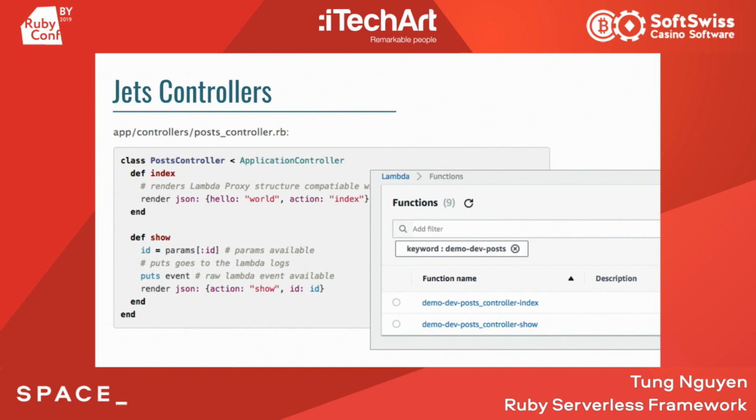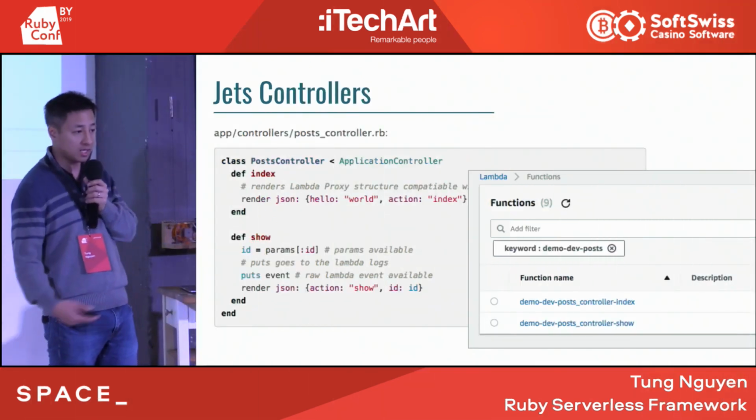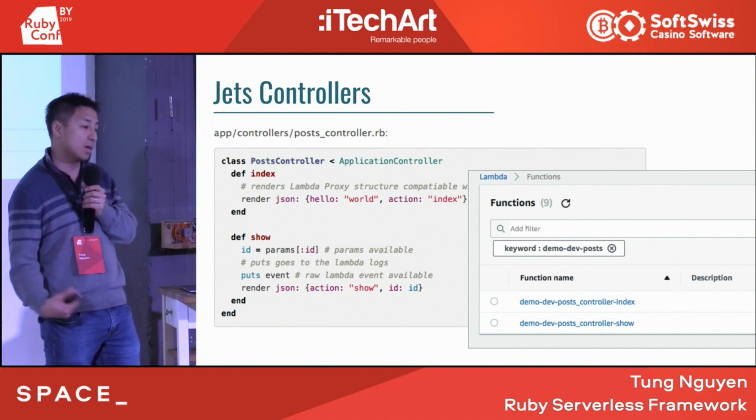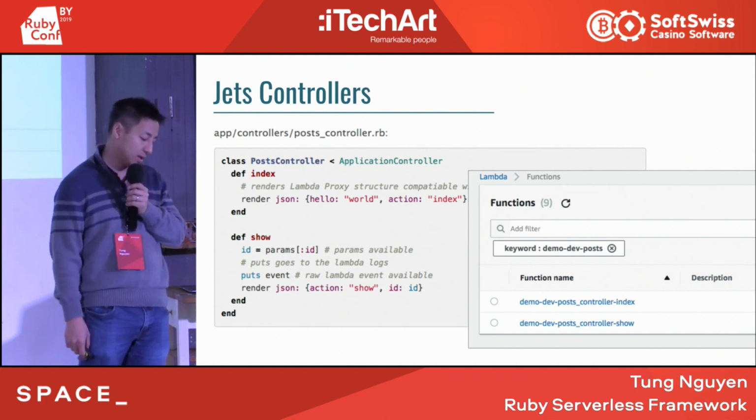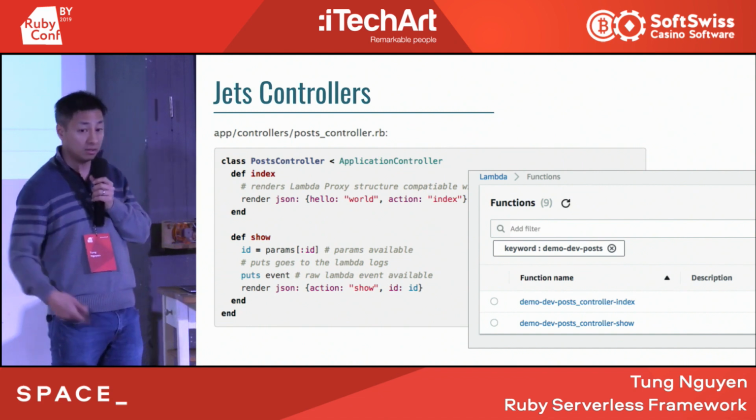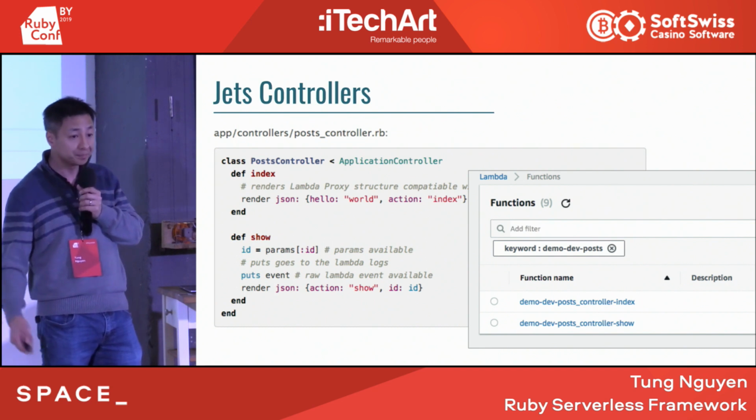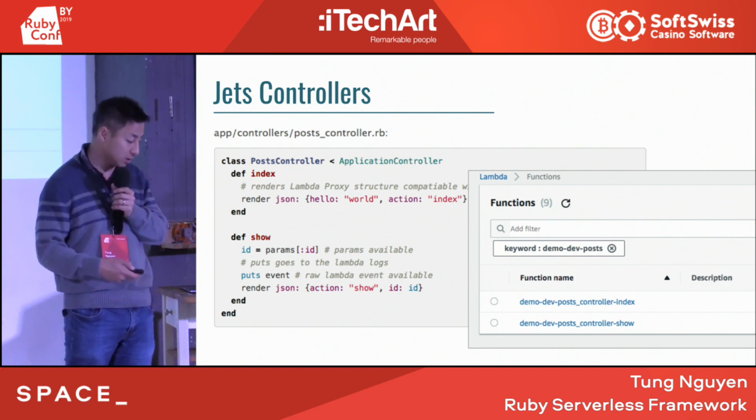And what it does is it actually provides some helper methods there too, like render JSON. You can render XML, you can render HTML. There's also a params helper that parses out basically the event payload. And you do a puts that goes to centralized logging, CloudWatch for free. Okay, so that's how you actually do it.